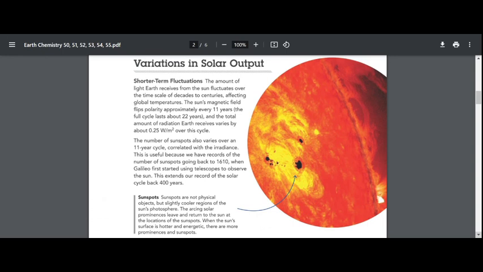The number of sunspots also varies over an 11-year cycle, correlated with the solar irradiance. This is useful because we have records of the number of sunspots going back to 1610 when Galileo first started using telescopes to observe the sun. This extends our record of the solar cycle back 400 years.